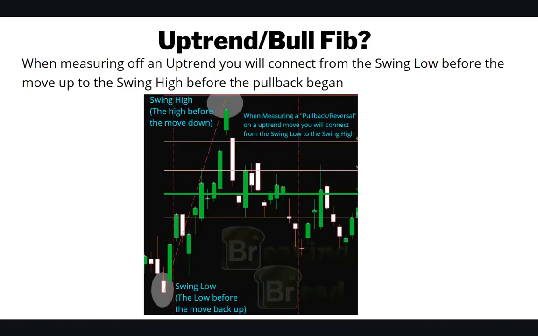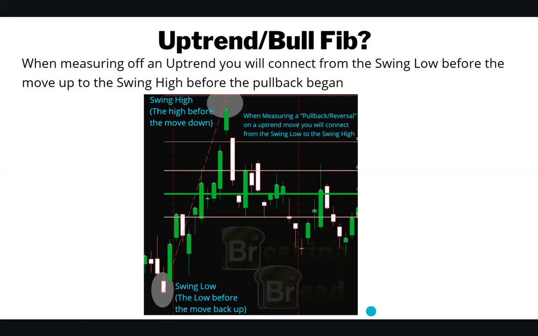I also showed you how to connect your fibs. So here we're going to connect the clear uptrend fib. You see price is in a clear uptrend. So we're going to connect from the lowest low, meaning the bottom of the wick of this candle before the move started making its way up, to the highest high, which is the top of the wick of this candle before the pullback began. So that's the swing low to the swing high, and we're watching what price does here to the right.